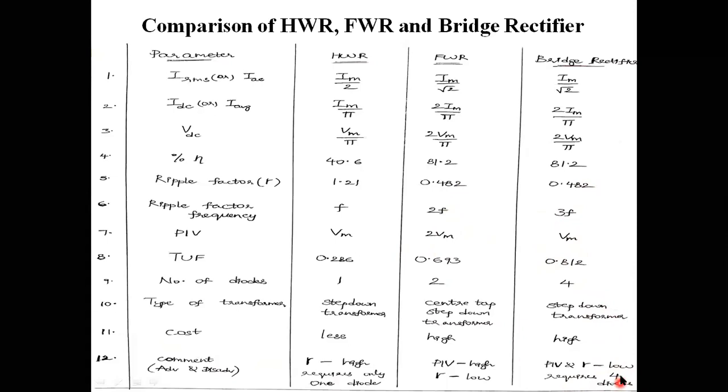This is the basic difference between half wave rectifier, full wave rectifier and bridge rectifier. We need to derive the main parameters. All these parameters are very important in your exam. They may ask the first 6 parameters, or they may ask any 5 or 6 of these 8 parameters in your examination, in internal as well as in external. But you are supposed to know each and every parameter.